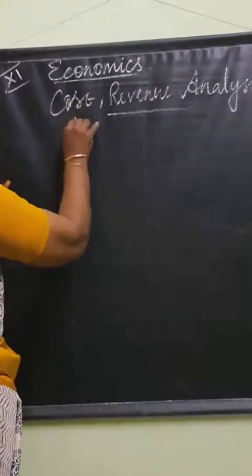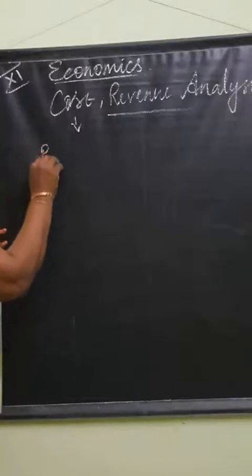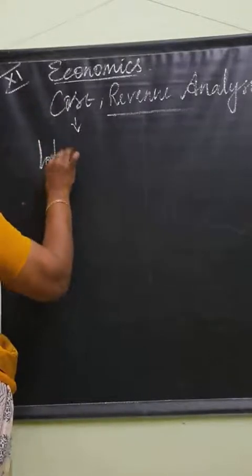Let us see what is cost analysis. It is the analysis of costs, expenses and revenue. We are going to study about the cost, expenses and also the revenue. So first let us see what is cost. Cost, expense. So the cost refers to the total expenses incurred in the production of a commodity.